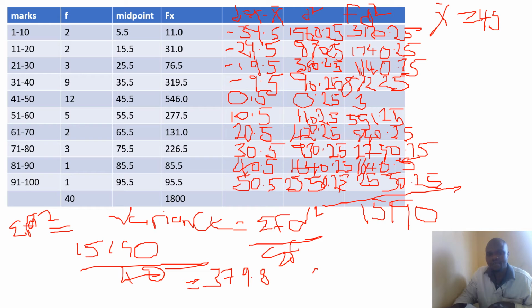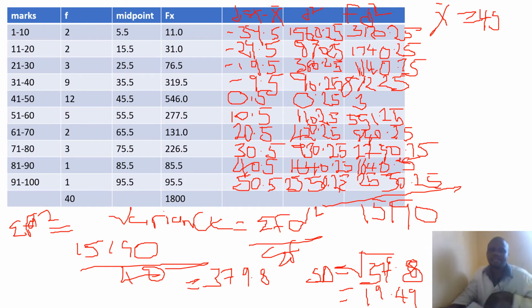So the standard deviation now is the same as the square root of the variance, which will be 379.8. So if I get the square root of this, I get my answer as 19.49. So that is how we can get the standard deviation.